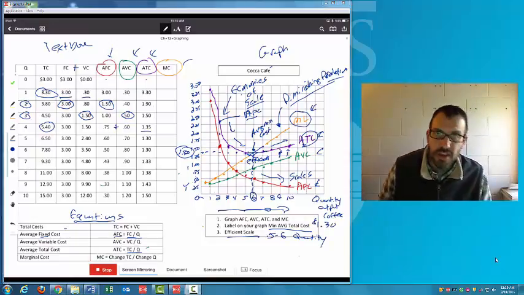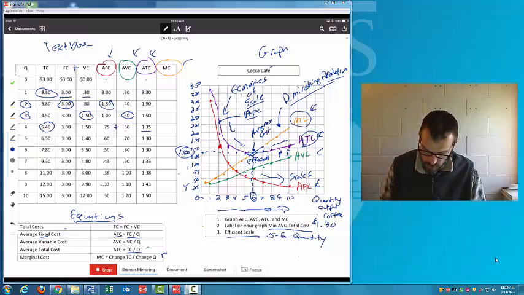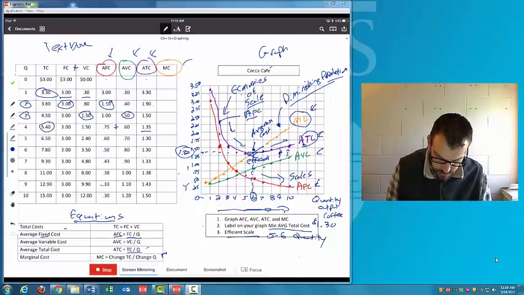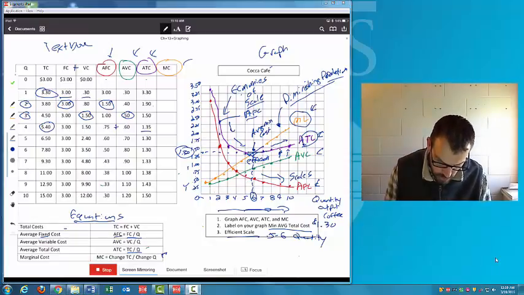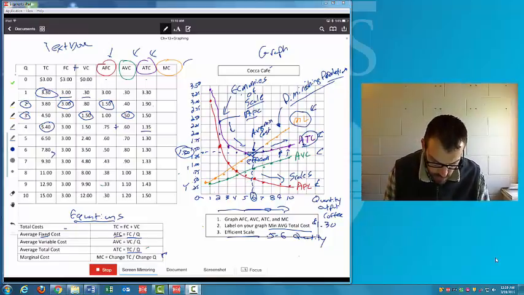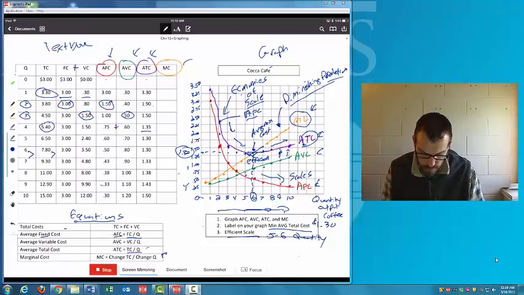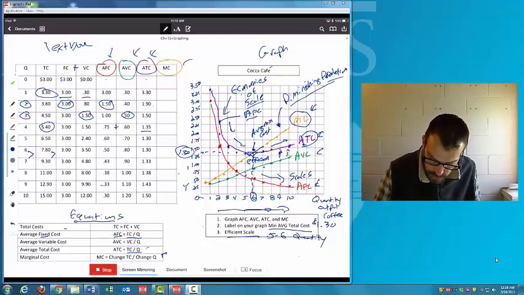The one thing I haven't done yet is calculate that marginal cost for you. So if you look over here, the marginal cost is your change in total cost divided by your change in quantity. So your change in total cost is here, $9.30 minus $7.80, divided by your change in quantity of 1 will give you, let me look that up for you. So we can fill this in for you.